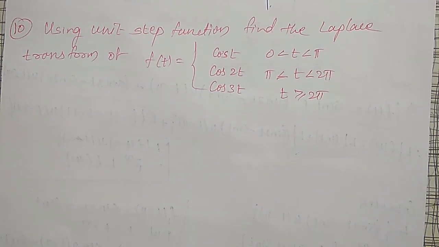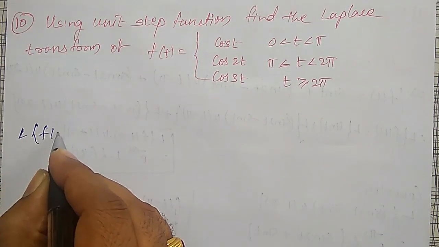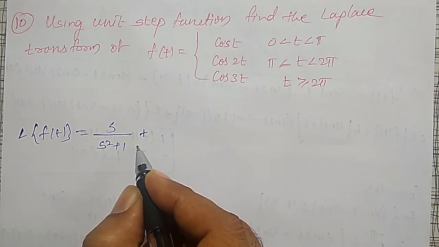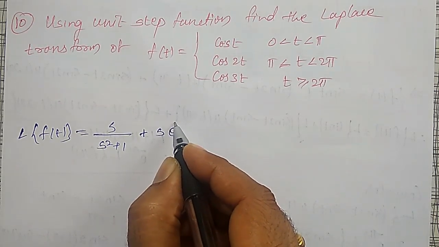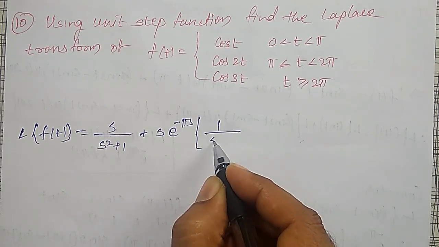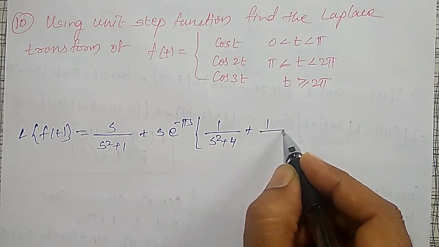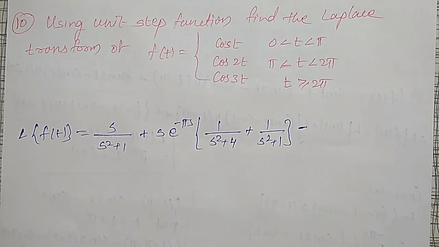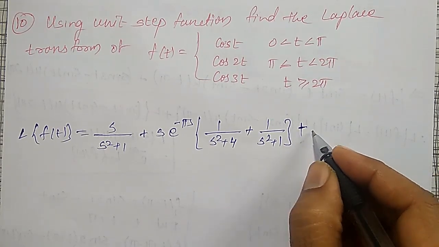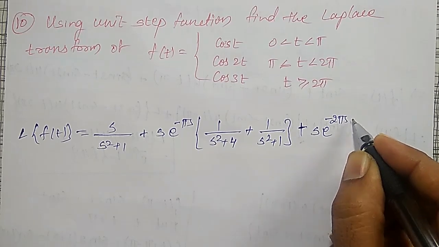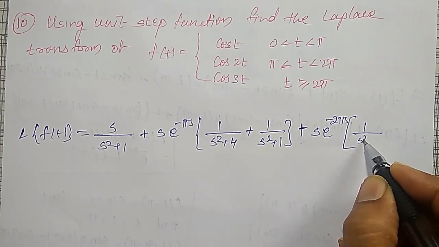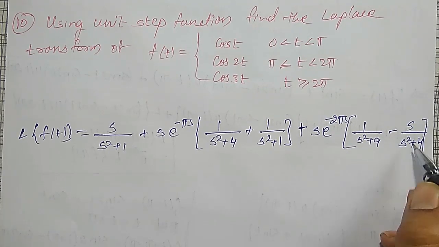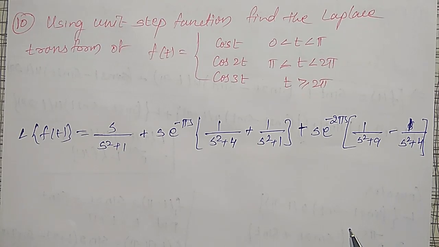Only the answer I am going to give you here. The final answer is Laplace transform of f of t is given by s divided by s square plus 1, plus s into e to the power minus pi s into 1 divided by s square plus 4 plus 1 divided by s square plus 1, minus s into e to the power minus 2 pi s into bracket 1 divided by s square plus 9 minus s divided by s square plus 4. Just try this answer.